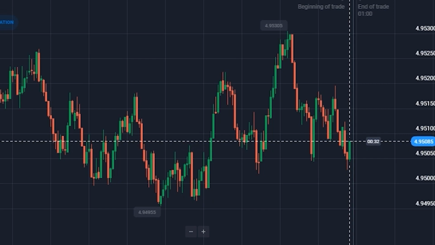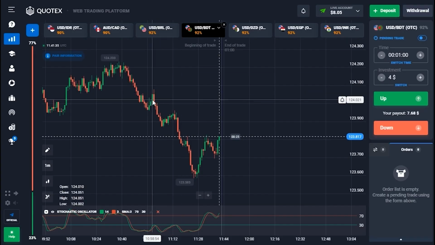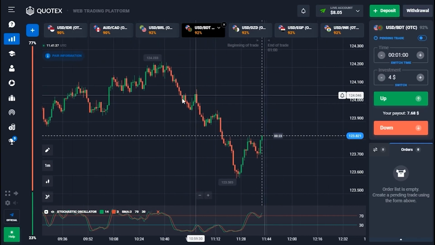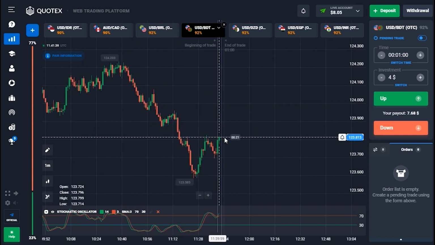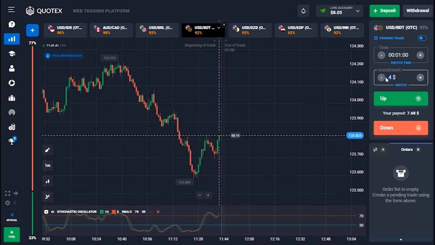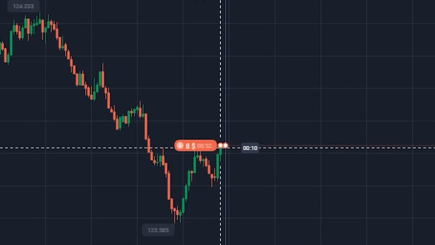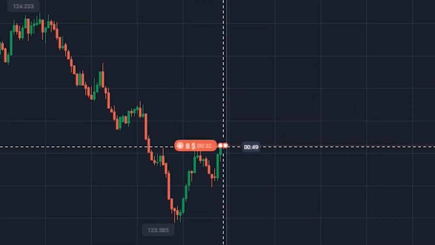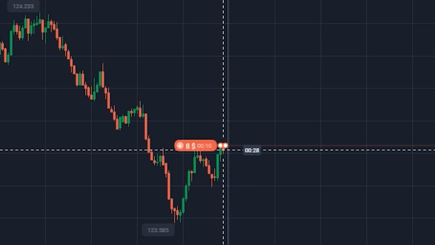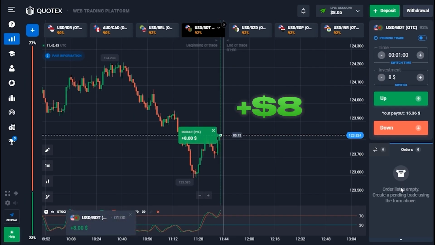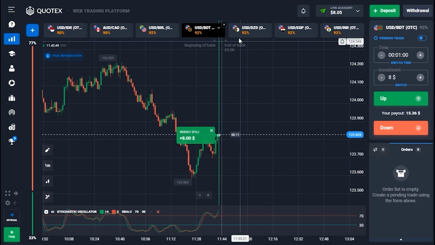Let's move on to the next currency pair. And here we see that the price has started a correction after a downward movement. And now the price is at the resistance level again. I changed my investments and opened a trade. Sometimes you need to be prepared for losses or refunds. At least we didn't lose our money.